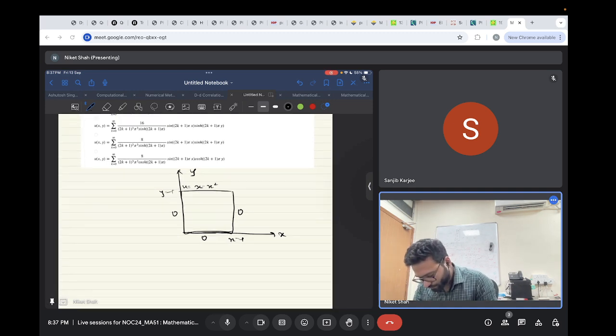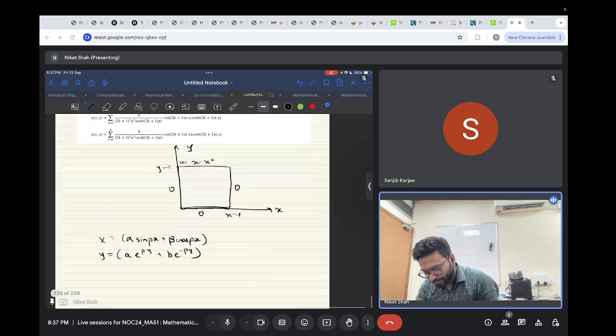Okay, so as we've seen in the lectures, there are generally three kinds of cases that emerge. For x and y, we are doing the variable separation method. Capital X could be of the form alpha sine px plus beta cos px, where p is something that we'll figure out, and y can be of the form a e raised to power py plus b e raised to power minus py. This is one possible solution.